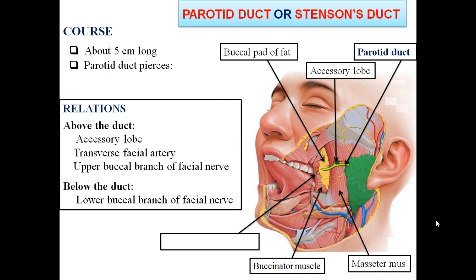And the upper molar tooth. Here is the course of the parotid duct. It is related to the anterior border of the gland, and it runs forward slightly medially, passes over the masseter muscle, and the superior part of the gland consists of the accessory lobe. The duct receives the accessory lobe.